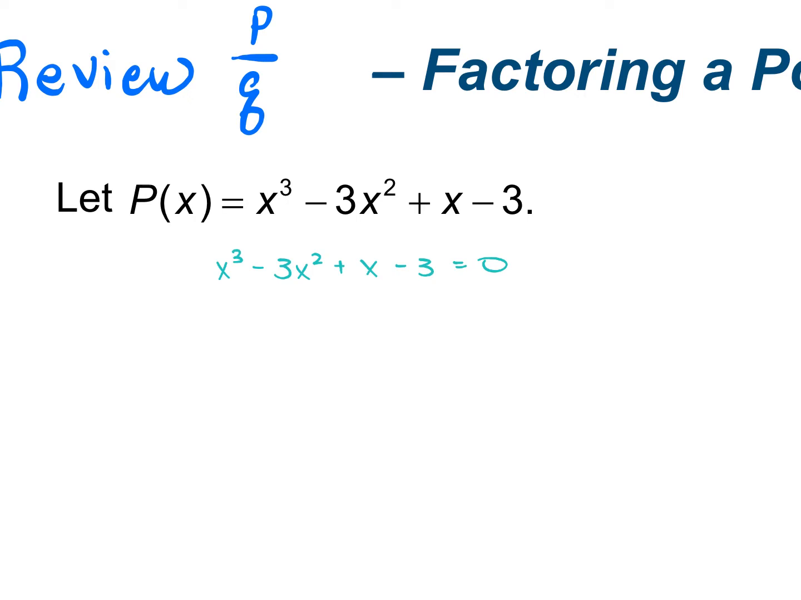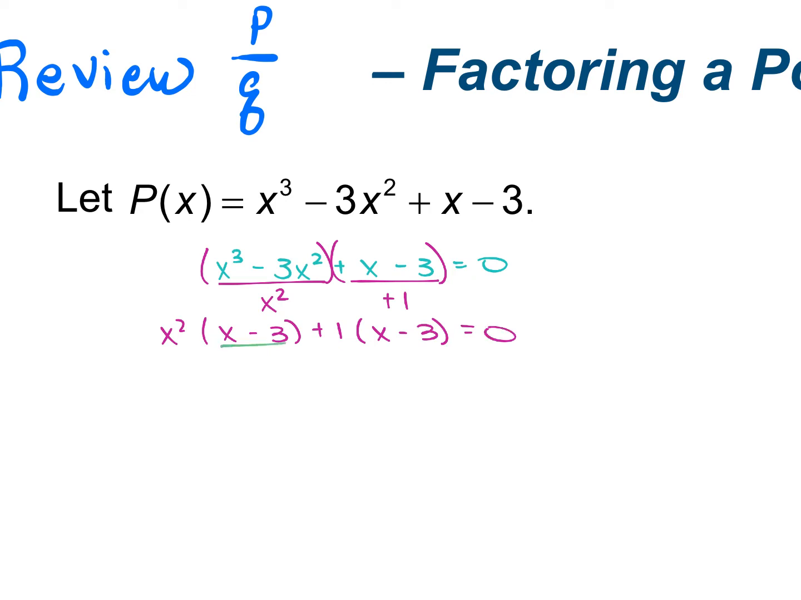That's a 0. So with this one, we can actually factor it by grouping. So we group the first two terms, we group the last two terms. The first two terms you can factor out an x squared. The last two terms you can factor out a +1. So this becomes x squared times x minus 3 plus 1 times x minus 3 is equal to 0. Your two sets of parentheses are the same. So we're going to be given the x minus 3 times x squared plus 1 is equal to 0.